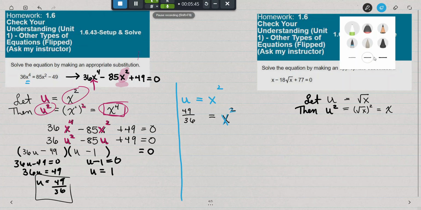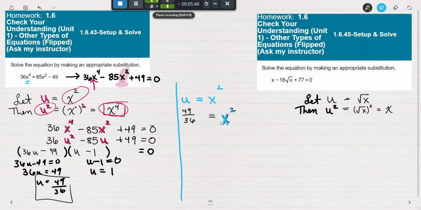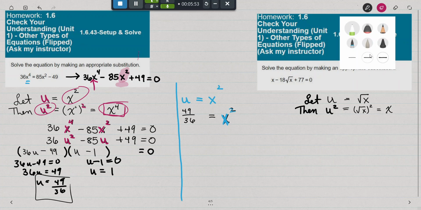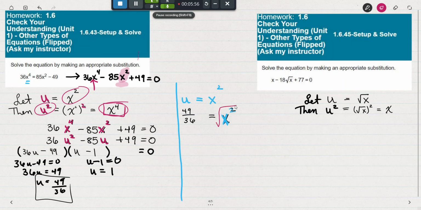And now I've got to solve another quadratic equation here. The easiest way to solve this one is really going to be using the square root property. So I take the square root of the x squared to get x, and then I'll square root the 49 over 36. But don't forget that when we use the square root property, we get two results, the positive and the negative value. So what I've done here now is I've solved for x equals plus or minus the square root of 49 over the square root of 36, which is 7 over 6.